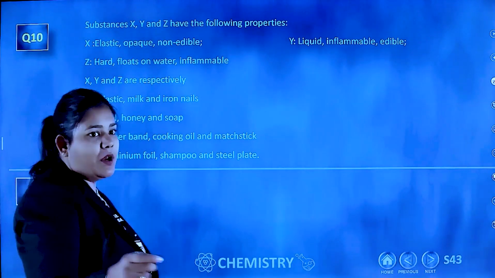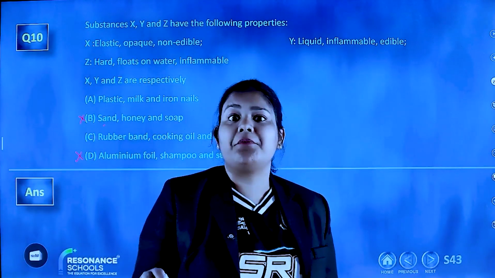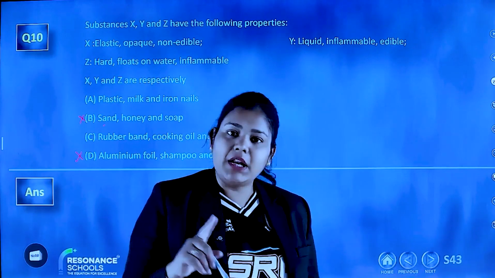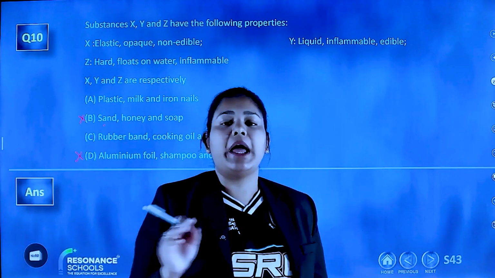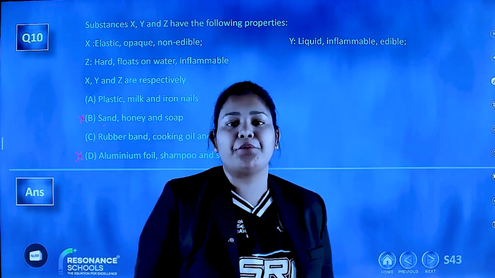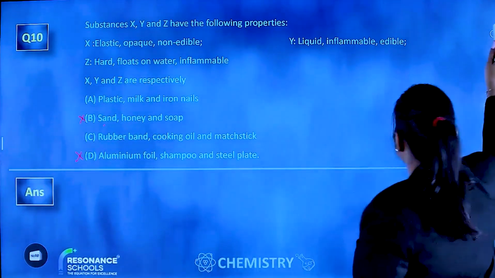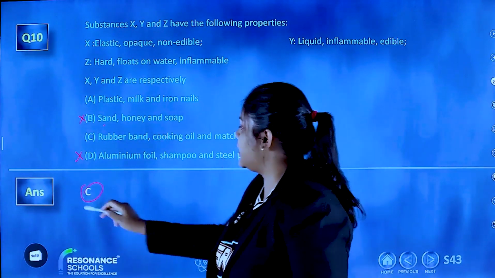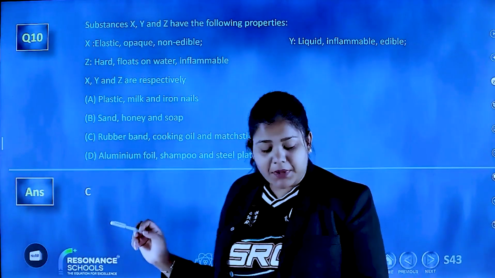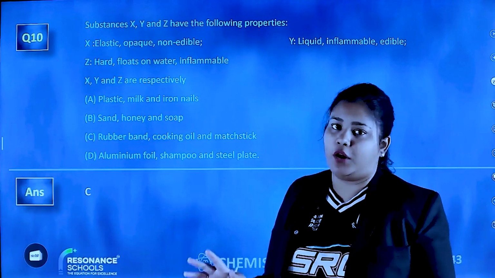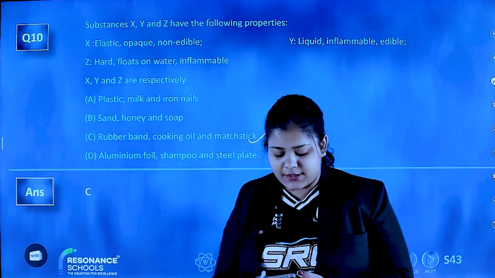And inflammable, obviously you can put fire on a matchstick. Inflammable does not mean that it cannot catch fire. Flammable and inflammable are the same. They catch fire. Inflammable means which can catch fire. So the correct answer looks like option C. Yes, option C is the correct answer. Clear, everyone? Inflammable means which can catch fire. So option C is the correct answer.